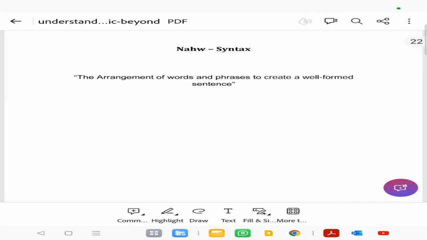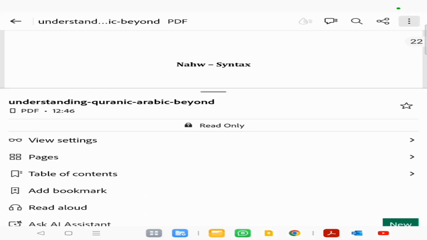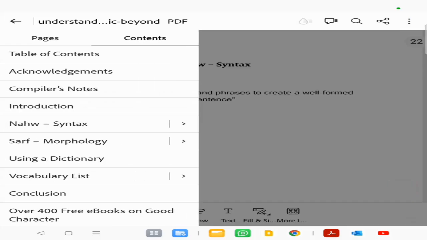So we start with the first chapter of the Understanding Quranic Arabic and Beyond book or curriculum. As an introduction, which I started with last time, there's two main aspects of Arabic grammar. One is nahu, which is called syntax, and the other is sarf, which is called morphology. So we'll start with nahu and inshallah work through the book.